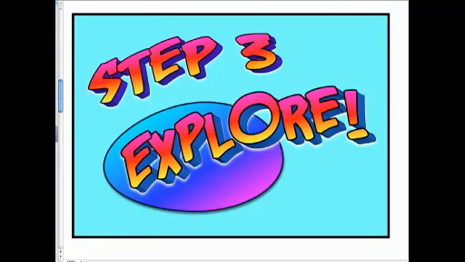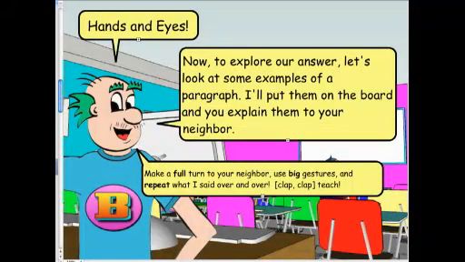Now, how are we going to teach kids what paragraphs are? What we're going to do is we're going to show them some examples. And let me stop here for a second.